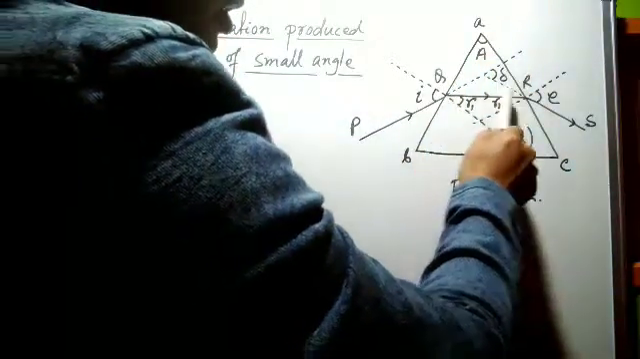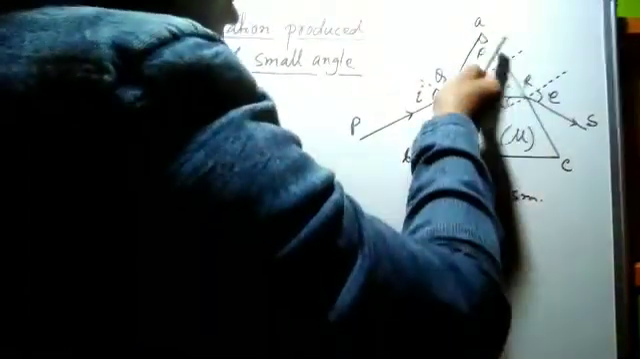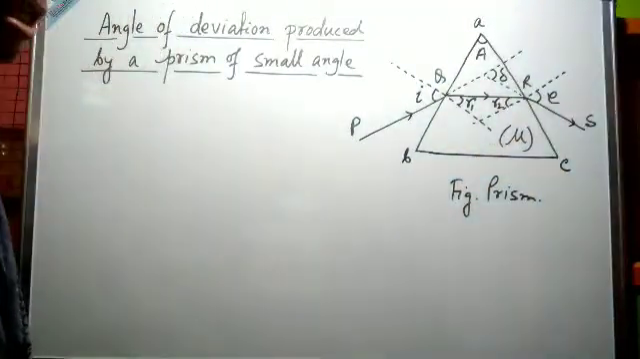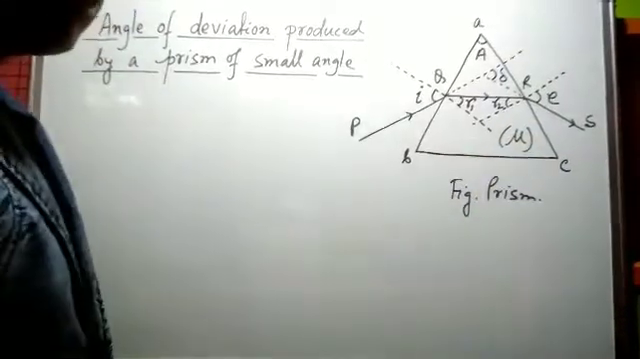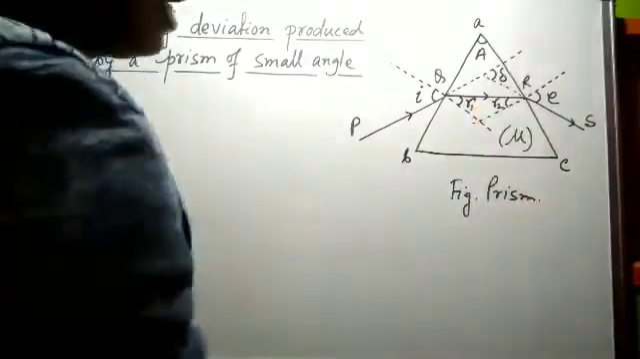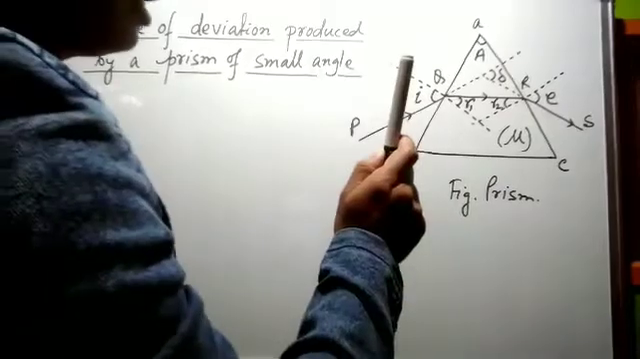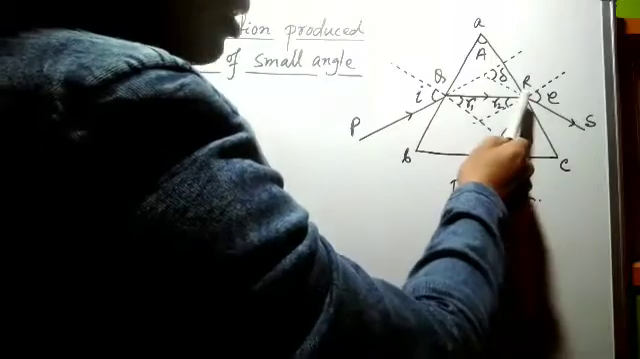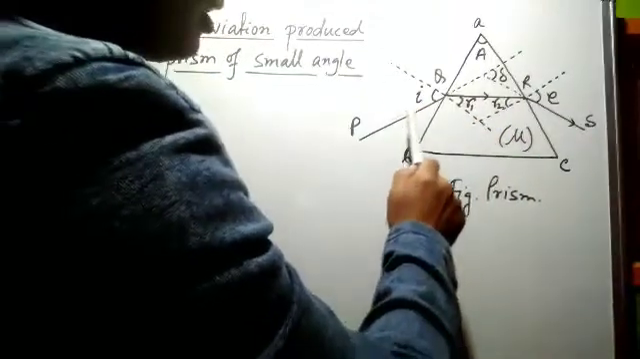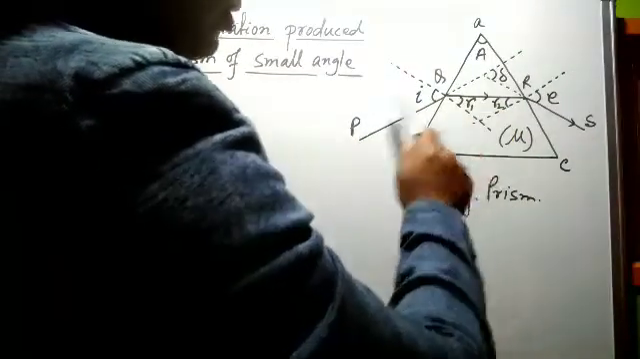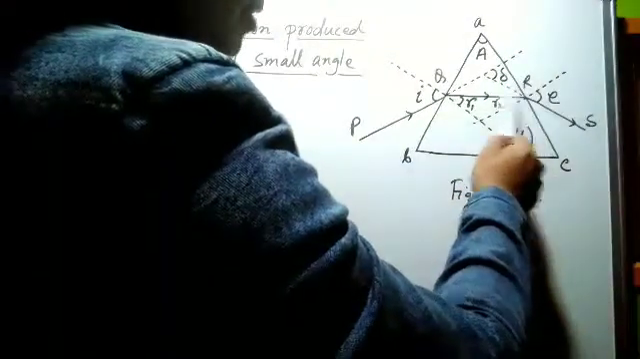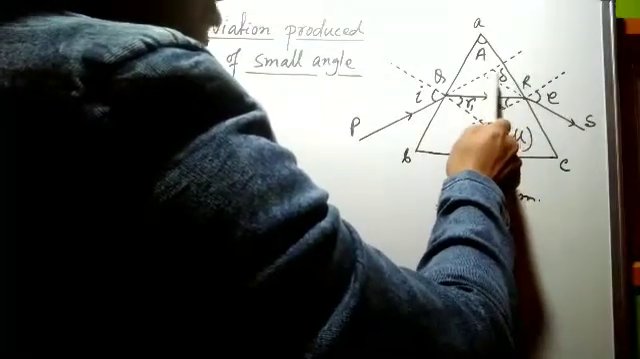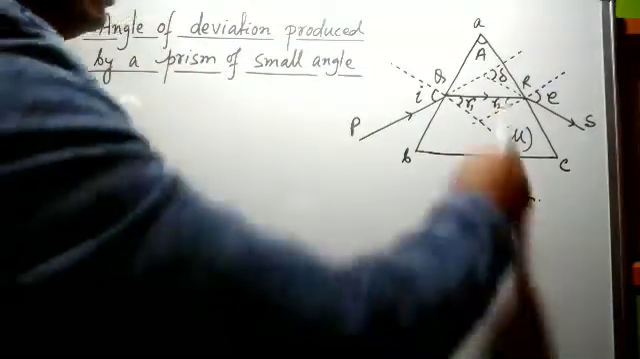See the light ray QR on the second refracting surface AC. The angle of incidence is R2 and E is the angle of emergence. So delta is the angle of deviation, that is the angle between the incident light ray PQ and the emergent light ray RS when they are produced.